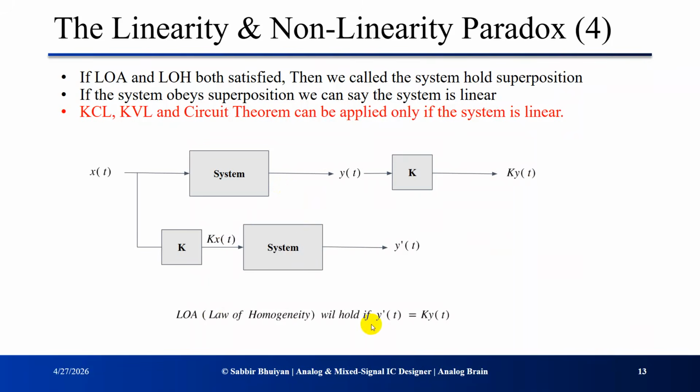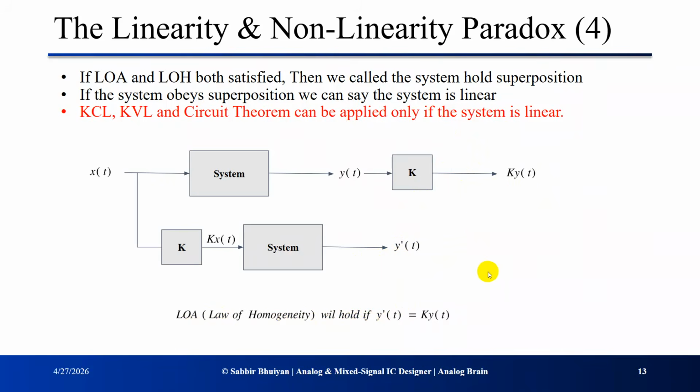So we'll now see the law of homogeneity. This is our system, and I applied input x(t) and got y(t). Now I scale my output with a scalar k, and my output is k y(t). In a different path, path B, we scale the input first, so this is k times x(t), and it goes through the system, and we have y'(t). These two outputs will be equal if and only if the law of homogeneity holds. So the law of homogeneity holds if y'(t) is equal to k y(t).